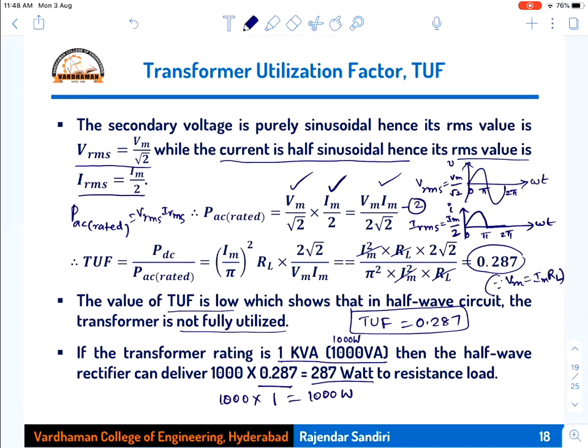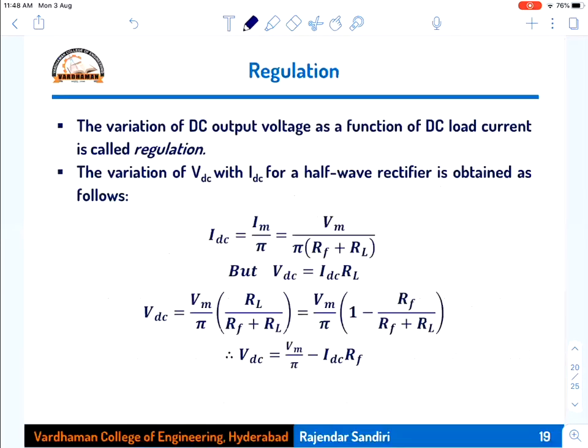But here, in the case of the half wave rectifier, it is 0.287, which is low and is a disadvantage because the transformer is not completely utilized. It should be high, close to 1. Then only it will be effectively utilized. Okay, that is the transformer utilization factor. Very, very important. Next is regulation.